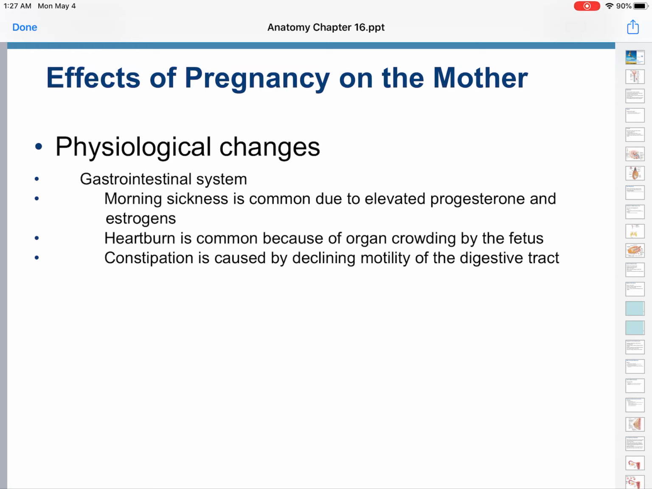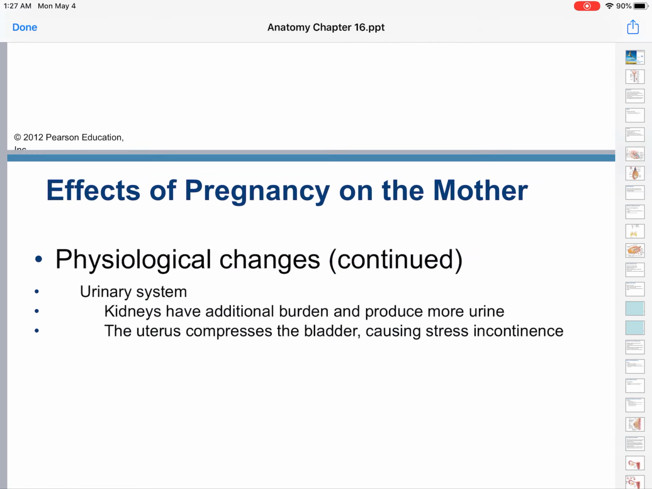Heartburn is common because as you are crowding those organs, especially the stomach and esophagus, it affects the acid, and it affects the connection between the esophagus and the stomach. That valve, sometimes you get backwash, which leads to heartburn. Constipation is also caused because it starts squishing into the digestive tract. You have problems relieving yourself of all the fecal matter.